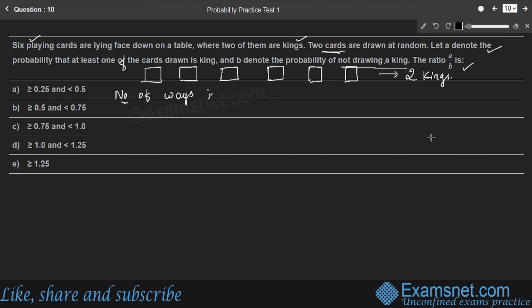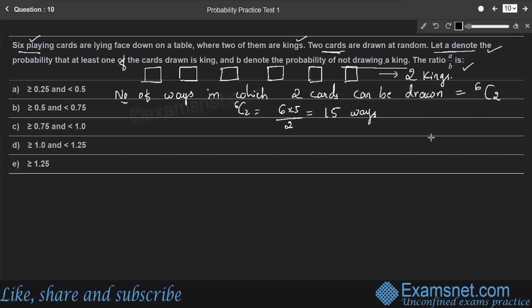In the first step, we'll take the number of ways in which 2 cards can be drawn. The number of ways in which 2 cards can be drawn is equal to, so there are 6 playing cards, and out of 6 cards we have to draw 2 cards. Therefore, it is 6C2. What's the value of 6C2? Factorial 6 by 2 factorial into factorial of 6 minus 2. So which is 6 into 5 by 2, so that we can cancel the factorial 4 parts. You have studied all these permutation combination parts, right? So in 15 ways we can draw 2 cards out of 6.